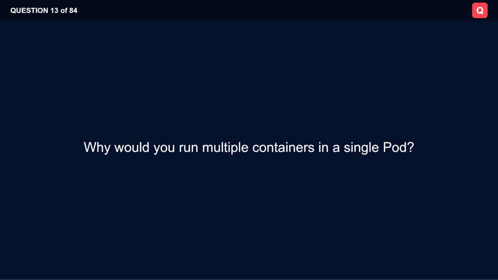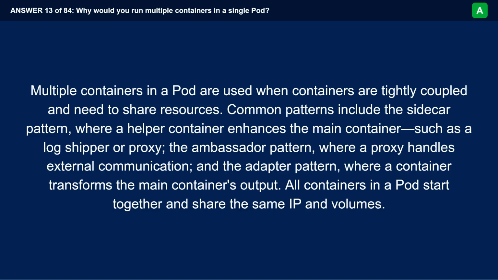Why would you run multiple containers in a single pod? Multiple containers in a pod are used when containers are tightly coupled and need to share resources. Common patterns include the sidecar pattern, where a helper container enhances the main container, such as a log shipper or proxy. The ambassador pattern, where a proxy handles external communication. And the adapter pattern, where a container transforms the main container's output. All containers in a pod start together and share the same IP and volumes.